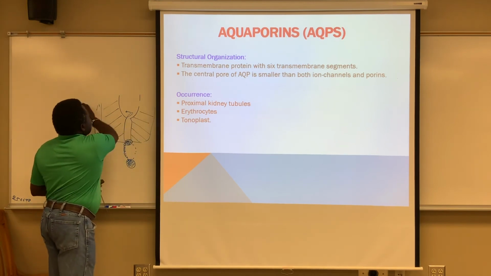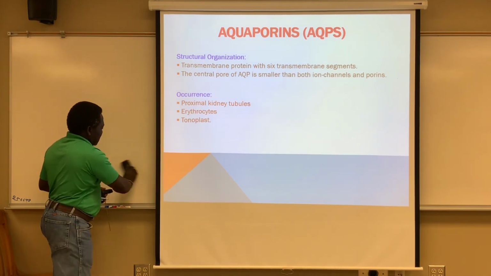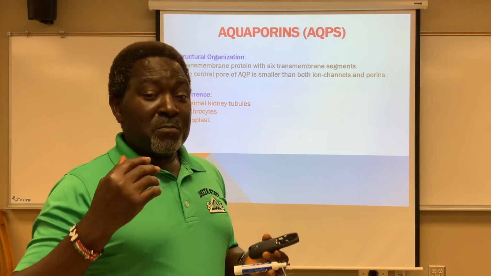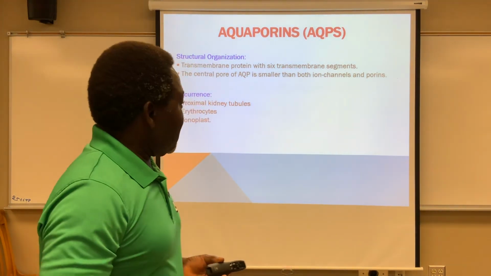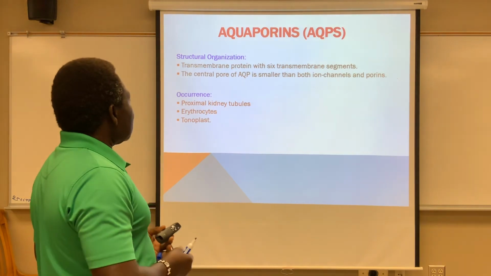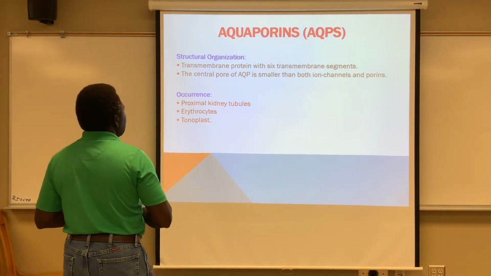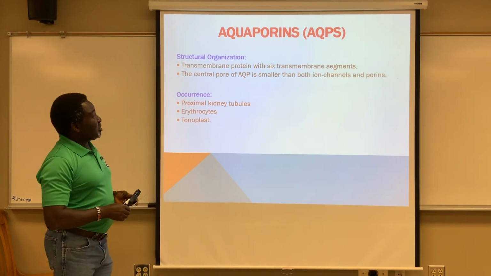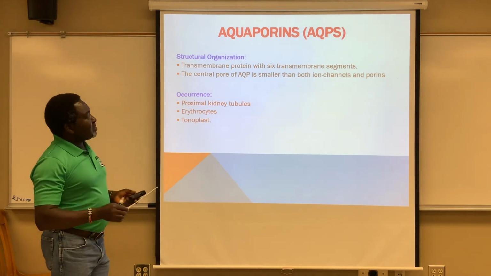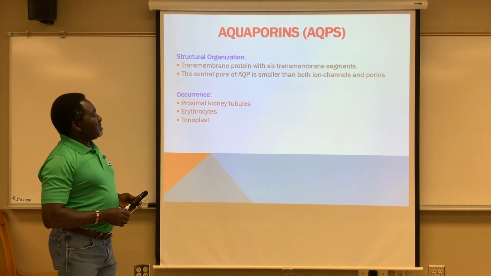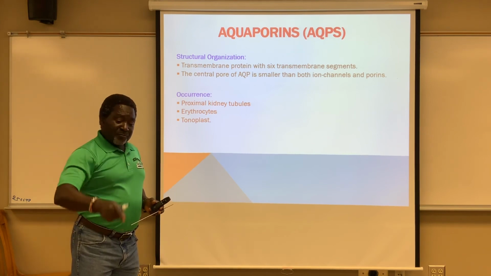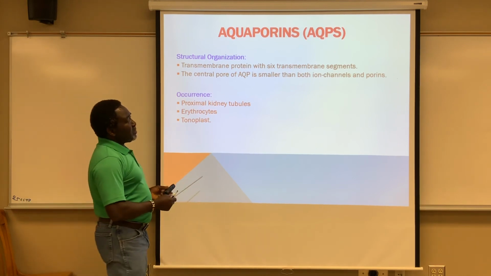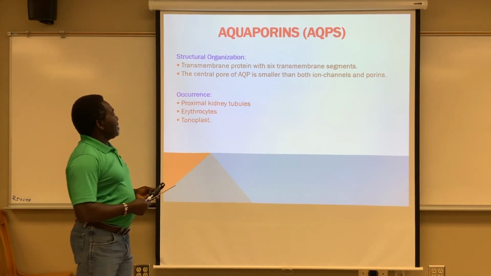Aquaporins. Aqua is water, so aquaporins are essentially special porins that allow for rapid movement of water across membranes. In terms of structural organization, these exist as transmembrane proteins with 6 transmembrane segments. That means they thread back and forth across the membrane 6 times. The central pore is smaller than the pore for both ion channels and porins.